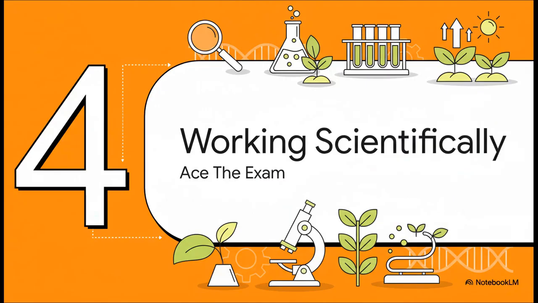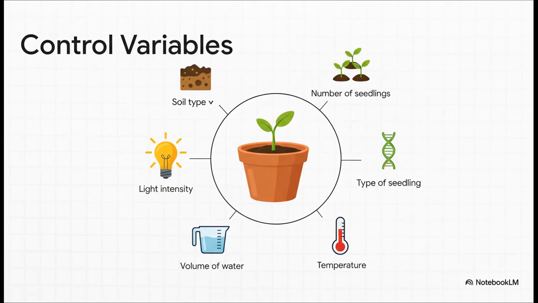Okay, let's connect all this directly to what you'll see in an exam. The examiners don't just want you to know the facts, they want to see that you can think like a scientist. You can pretty much guarantee you will be asked about control variables. Remember, these are all the things you have to keep the same to make sure it's a fair test. Things like the number of seedlings, the species, the temperature, the amount of water, you get the idea. The only thing you want to be different between your two groups is the direction the light is coming from.